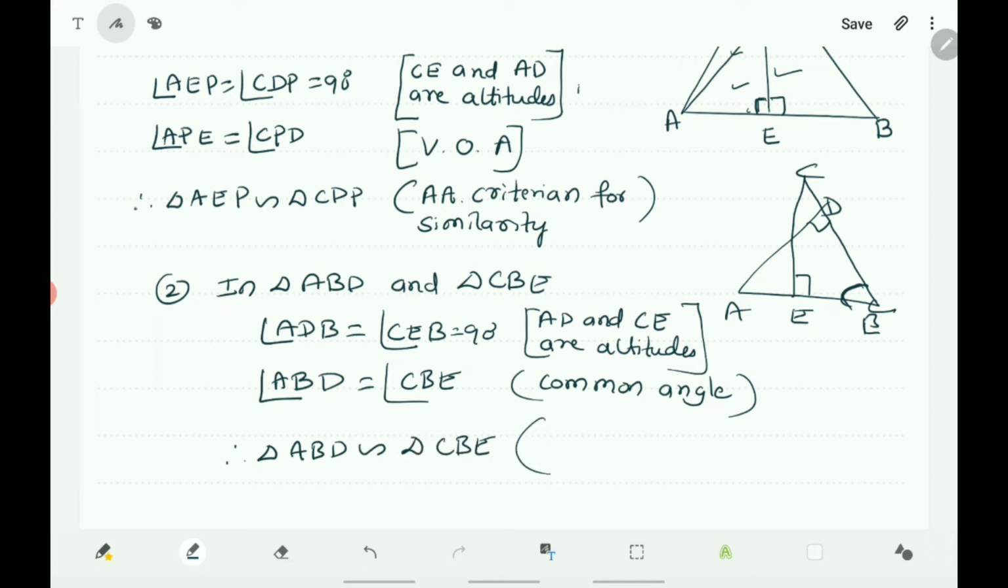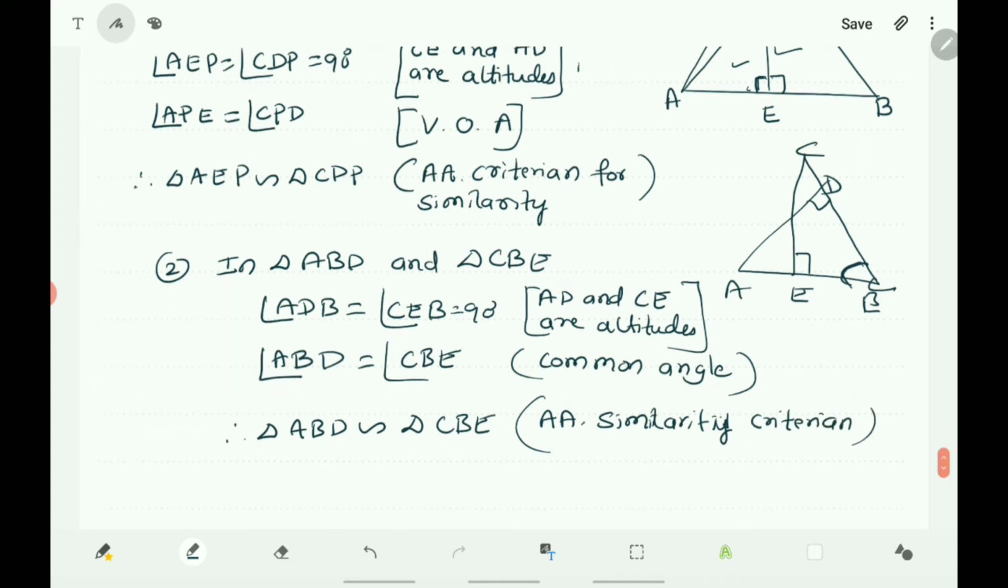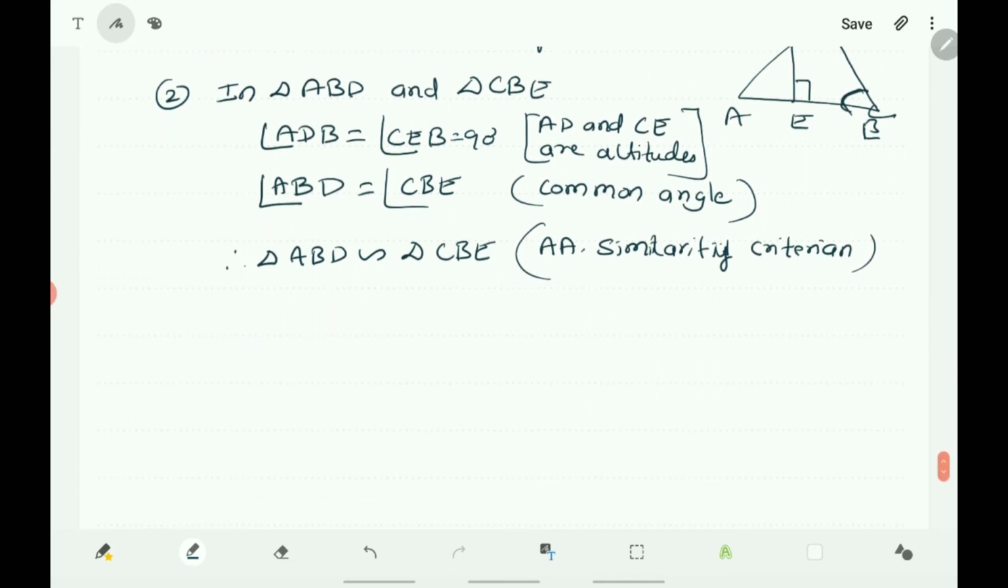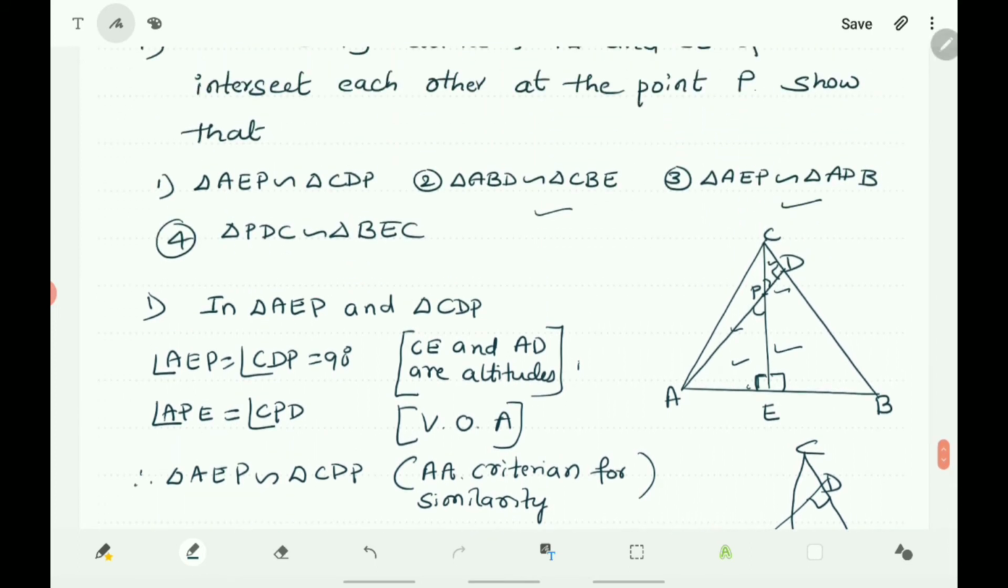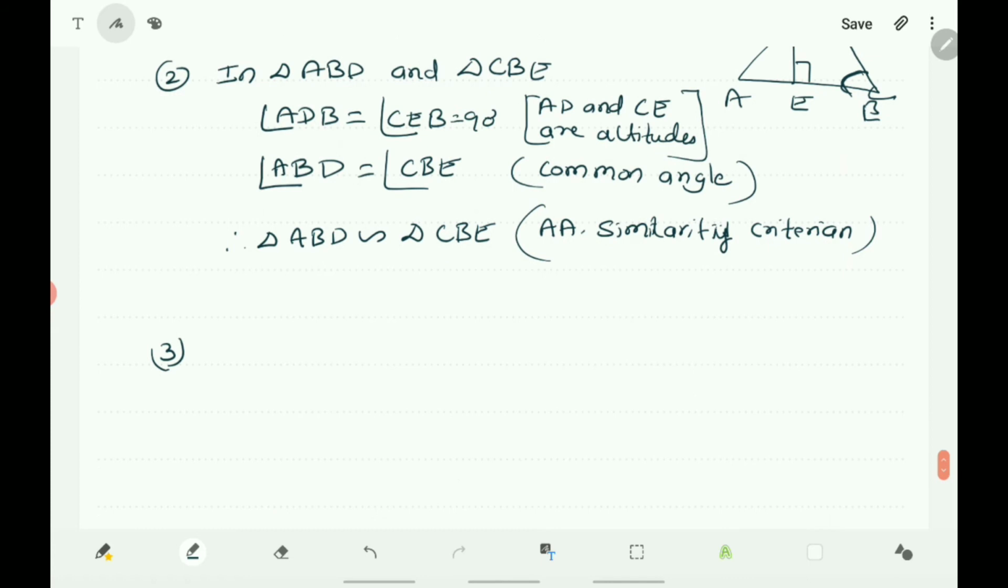The same similarity criterion is used, that is AA similarity criterion. You can write AA similarity criterion. Next, third one, you must prove that triangle AEP is similar to triangle ADB.